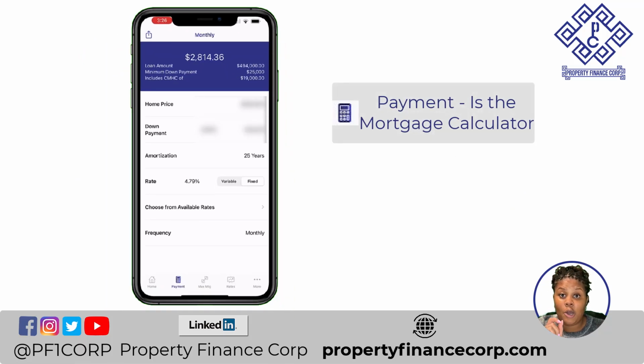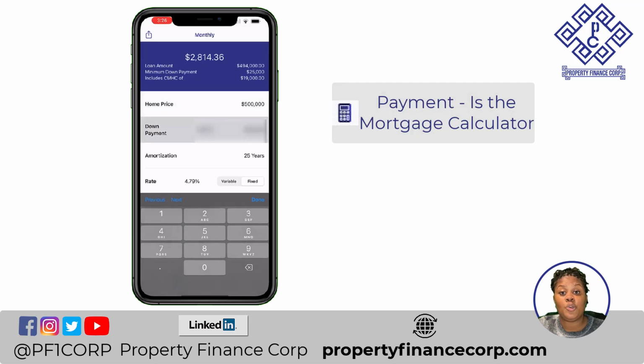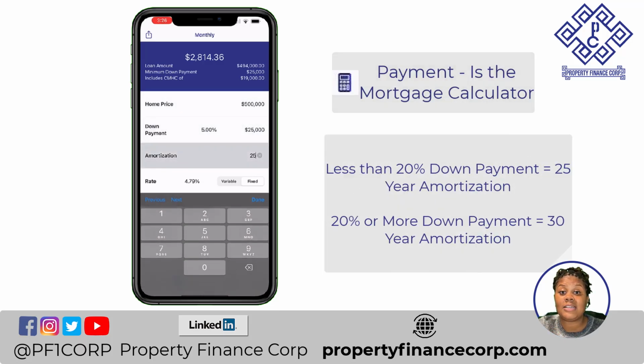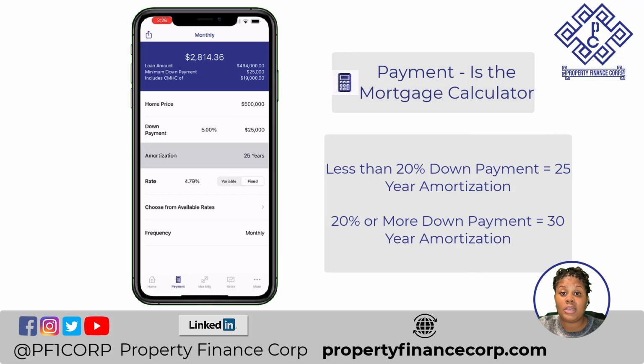If you're purchasing a home for $500,000 and you would like to put down a minimum amount on the home, in the home price, you would put $500,000. In the down payment, you would put 5%. In the amortization section, you would put 25 years if you're putting a minimum down, or 30 years, if you are putting 20% or more.